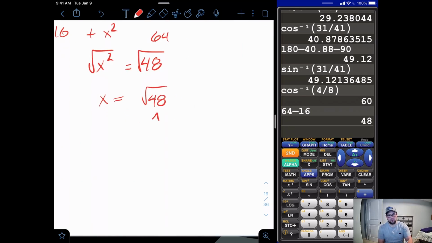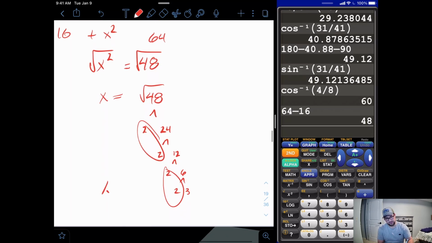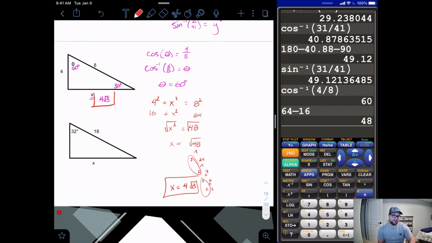So breaking down 48, this would be 2 and 24, which would be 2 and 12, which would be 2 and 6, which would be 2 and 3. So I can pull out two 2's, so I'm going to be able to pull out a 4. 2 times 2 is 4, and I'm still left with the square root of 3. So we just found this answer two different ways.